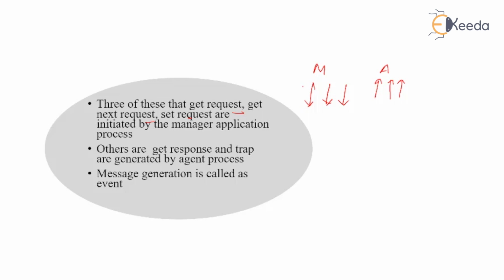So what are these 3 messages, 1, 2 and 3 in SNMP V1? The first one is get request, the next one is get next request and the last one is set request. The others are get response and traps, which are generated by the agent process. That means the fourth and fifth messages are transmitted by the agent and received by the manager. So what are these fourth and fifth messages? That are nothing but get response and traps. Message generation is called an event. So we can say that in SNMP V1, a total of 5 events are generated in SNMP version 1.